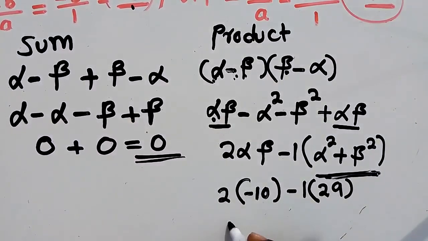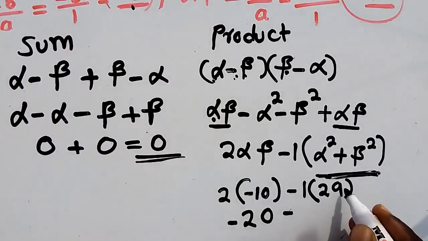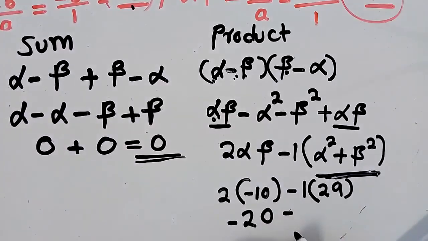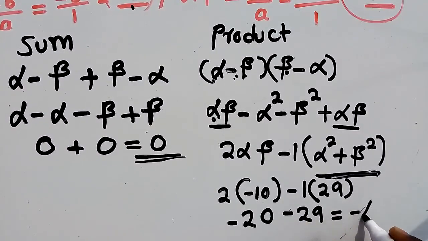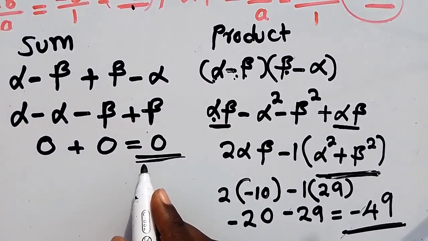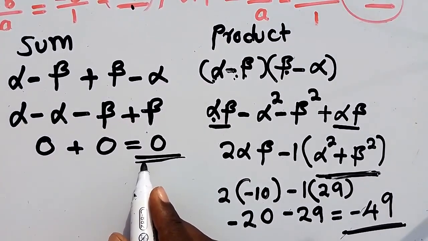So this times that is negative 20. Minus, here we are going to have 29, negative 29. So when you add these two, you are going to have negative 49. So negative 49 here is called the product of the roots. The sum of the roots, we've got a 0 there. We've got a 0 that is there.